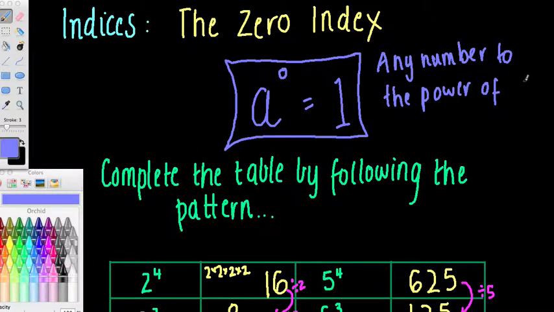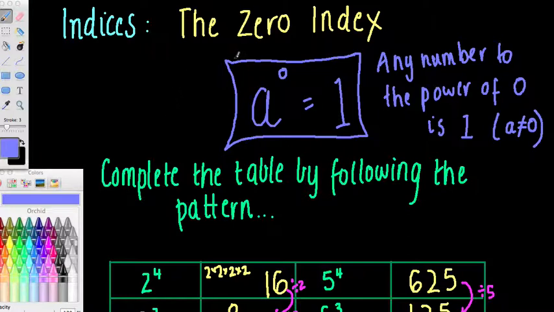Here we go, we'll fix that. Now this does not include the number 0. That's a special case. Okay, so we're not doing 0 to the power of 0. But for any other number, if we raise it to the power of 0, we get 1.